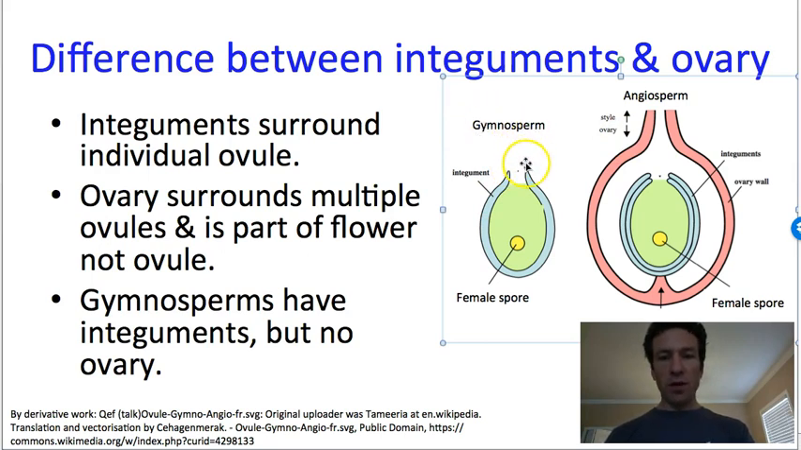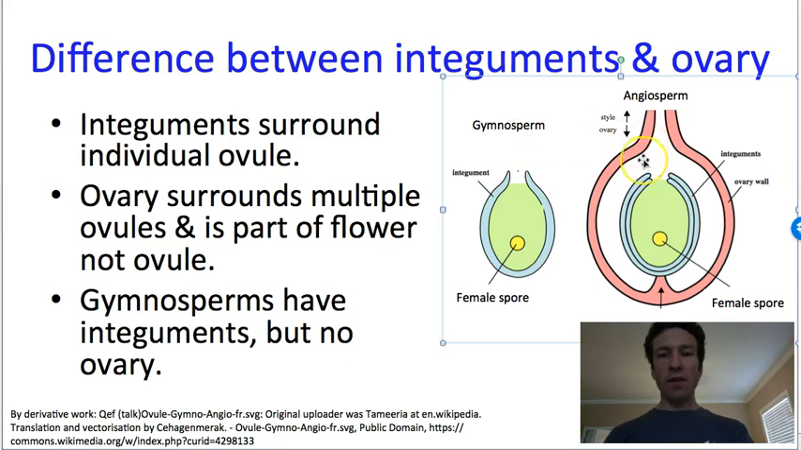For a gymnosperm, pictured on the left here, you can see that the ovule has an integument, but the integument's not sitting inside of anything. Instead, it's just sitting on top of a scale in a cone. This is why we call the gymnosperms naked seeds. The seed is not enclosed by an ovary.